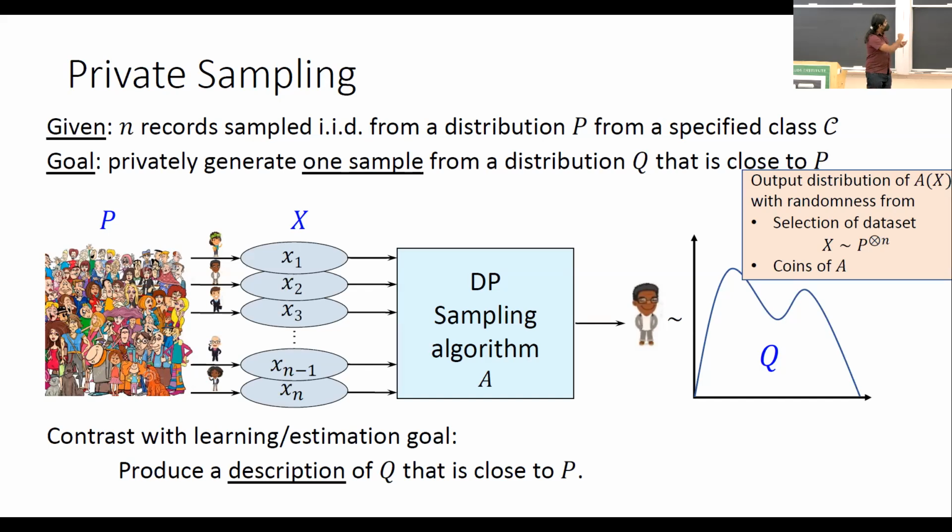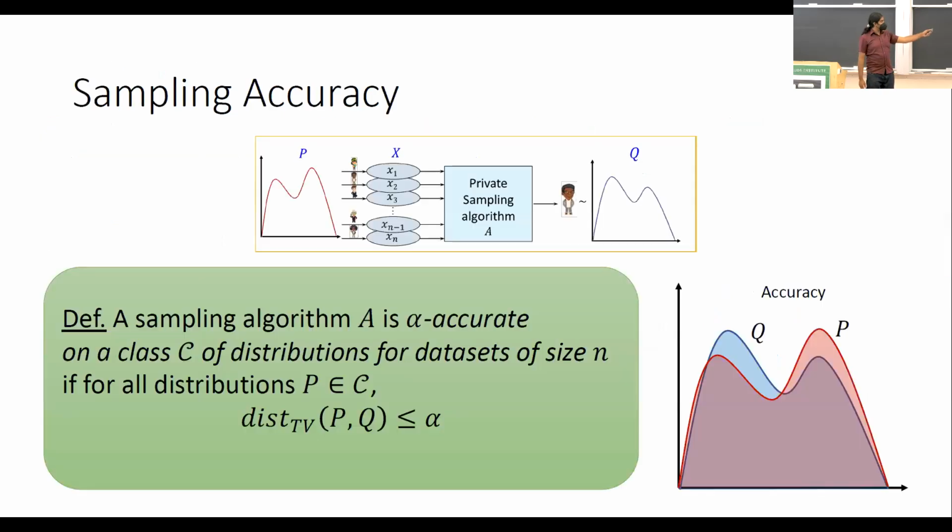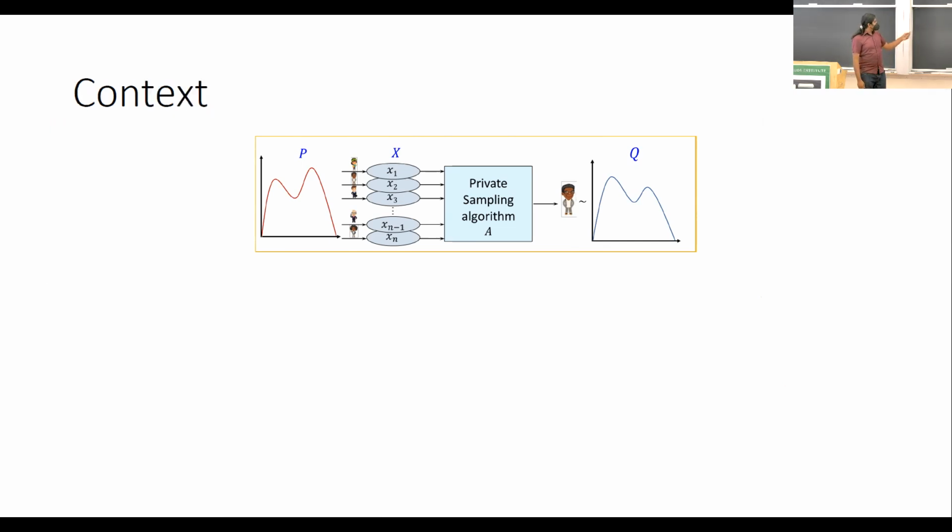Okay, so we've said these words close to P for a while. So what do we mean more technically about close to a distribution? And here's our accuracy definition. We say a sampling algorithm A is alpha accurate in a class C of distributions for data sets of size n, if for all fixed population distributions P in the class, the output distribution Q of the algorithm and this distribution P are close in total variation distance, and we use the parameter alpha to capture this. Okay, so that's roughly what the problem is.